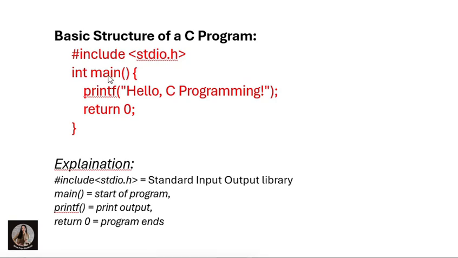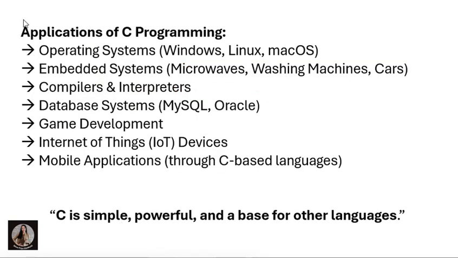Program execution starts from here, the main function. It will print whatever is there inside the printf, and return 0 is the end of the program. It will start the execution here with 0 errors. Here hash include stdio.h means it includes the standard input and output libraries inside the program. Very clear with this? Let us see the applications of C programming.